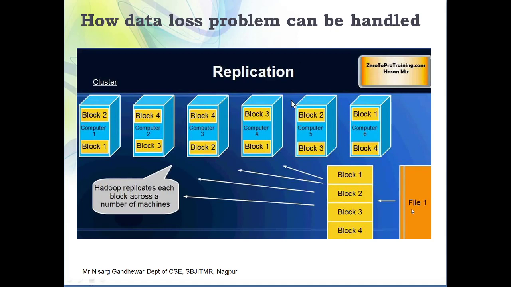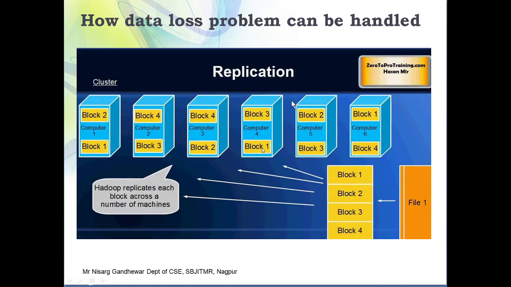Suppose your block 1 is present at this particular site. Suppose just because of some reason this system is not working properly or it fails. So in that case what will happen?